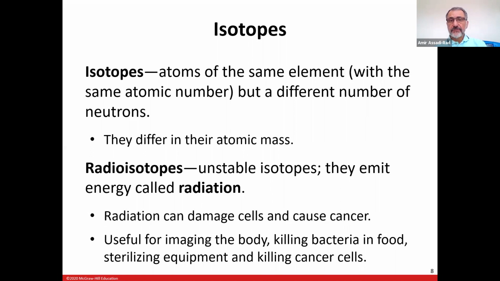Isotopes are atoms of the same element with the same atomic number, but a different number of neutrons. Carbon is an example of an isotope. When you deal with radioactive material, they have different isotopes.